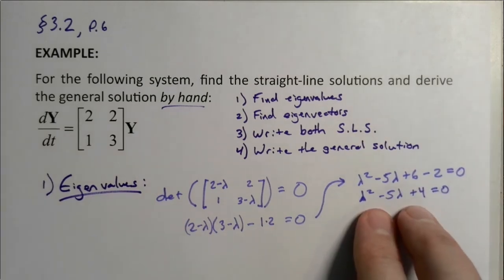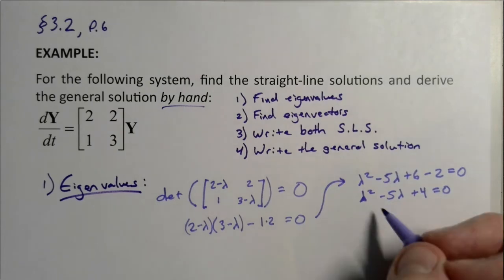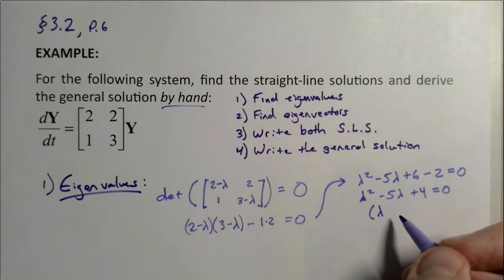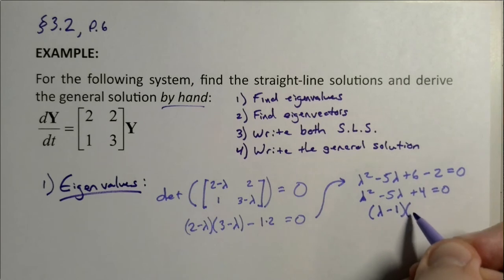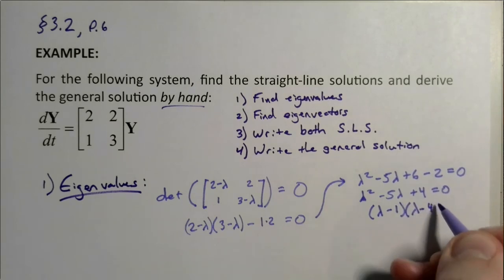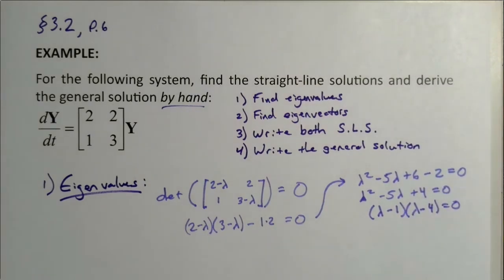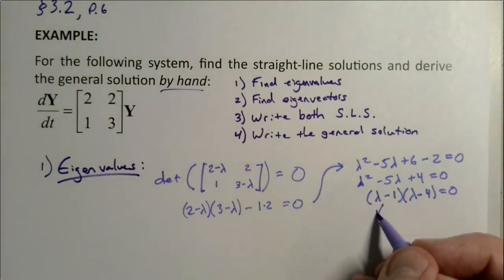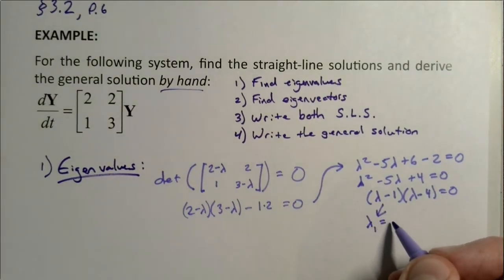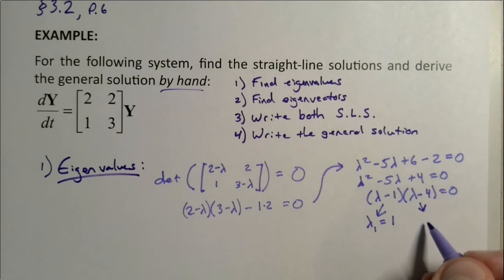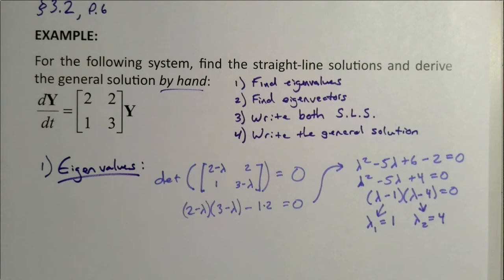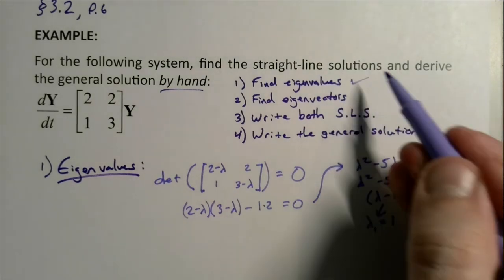And this is a quadratic equation that we can totally solve. And in this one, it just happens to be factorable, which makes it nice and easy for us. And that factors nicely as lambda minus 1 times lambda minus 4. So there's 2 eigenvalues. And so I'm going to call this one number 1. I'll call that lambda 1 equals 1. And I'm going to call this one lambda 2 equals 4. So there's 2 eigenvalues. We just found the eigenvalues. So step 1 is done.